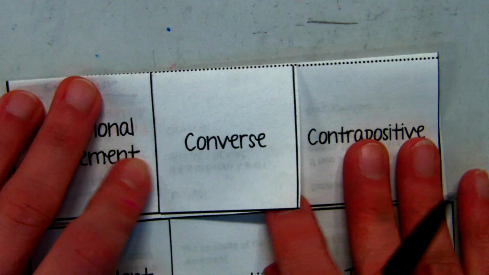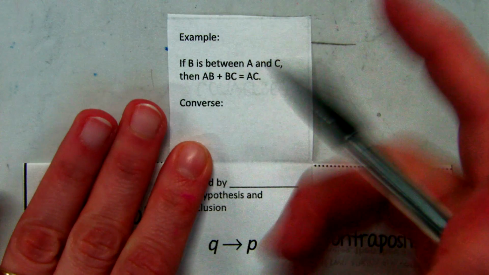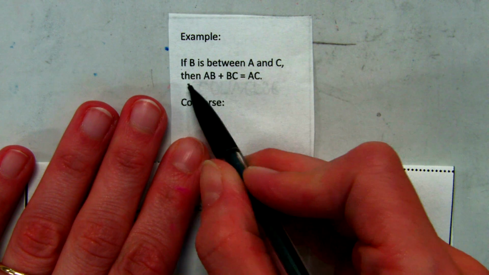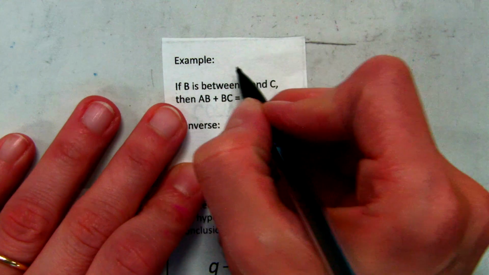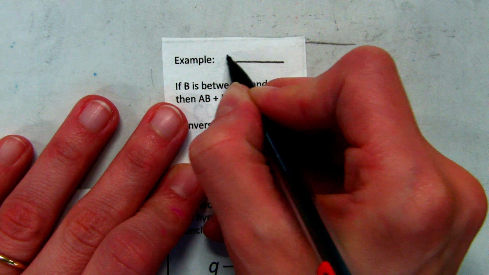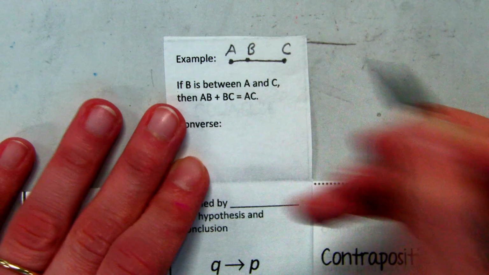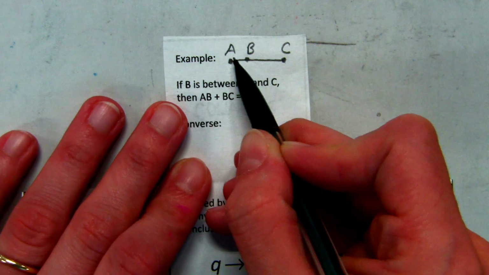So let's go up and look at the converse first. They've given us a statement, and this sounds a little bit like geometry. If B is between A and C, then AB plus BC equals AC. So we're going to draw a little picture up here of a segment. I'm going to put A on one end, I'm going to put B somewhere in the middle, and C down here. So B is between A and C. Point B is between point A and point C.